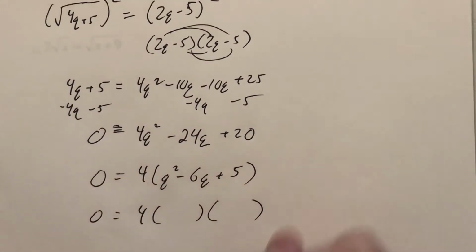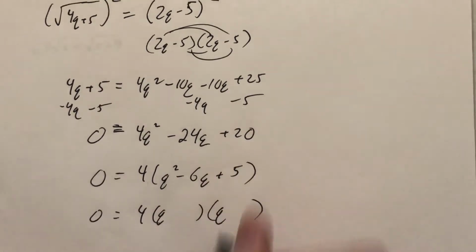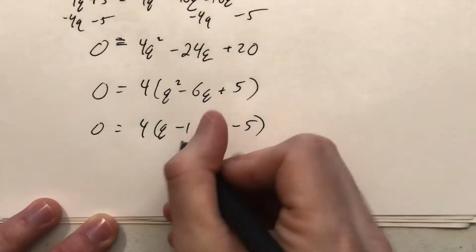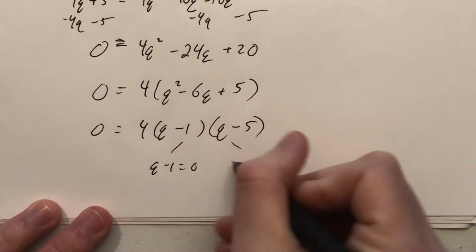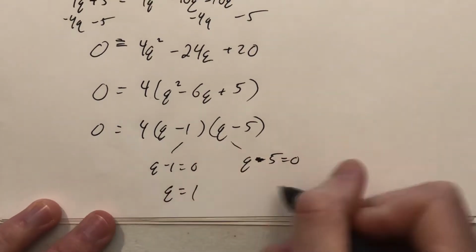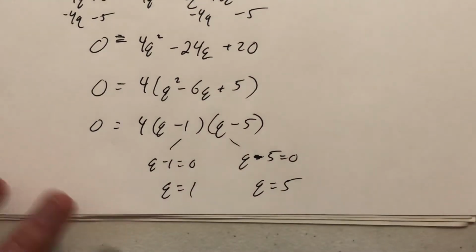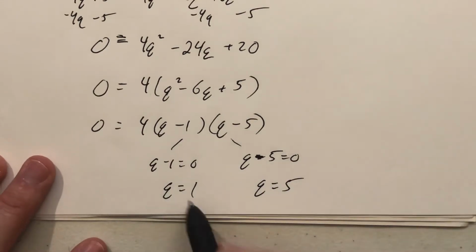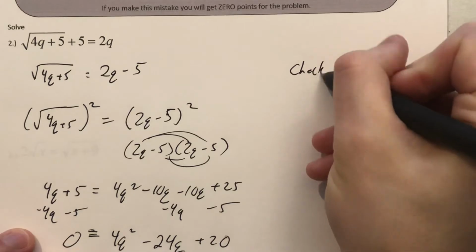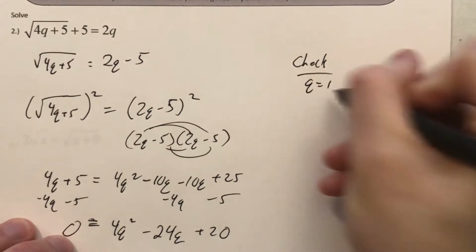So numbers that multiply to a positive 5 but add to a negative 6 are negative 1 and negative 5. So I get q minus 1 equals 0, and q minus 5 equals 0. So I get q equals 1 and q equals 5. However, we have to check both of those solutions. So checking q equals 1.